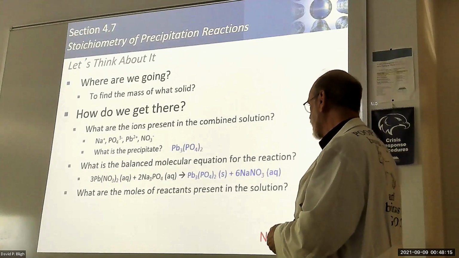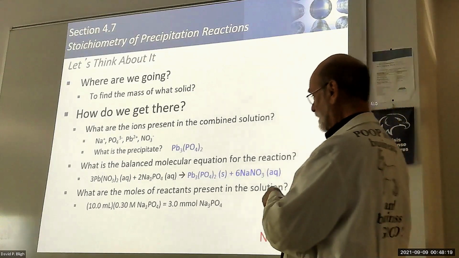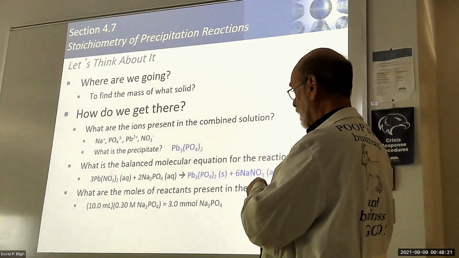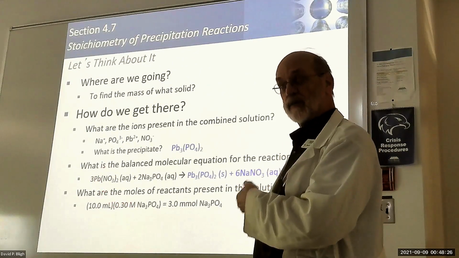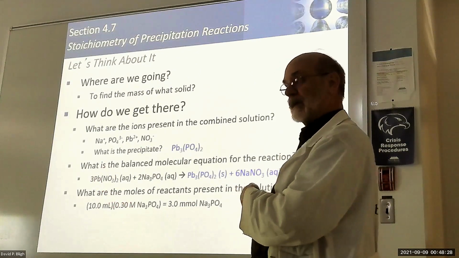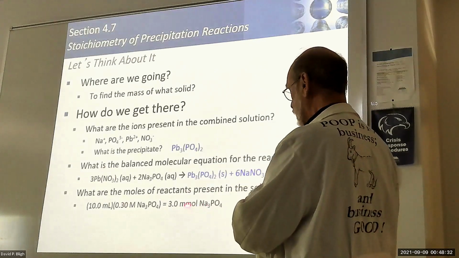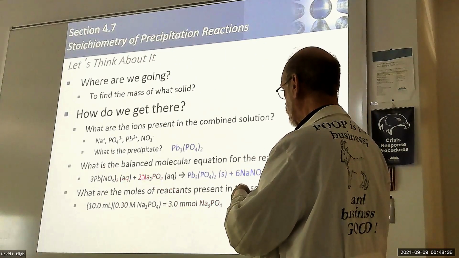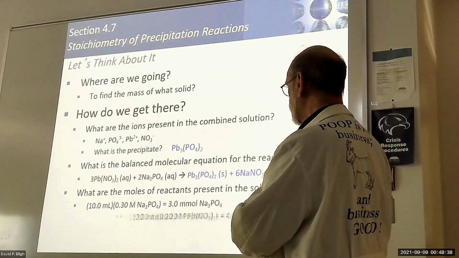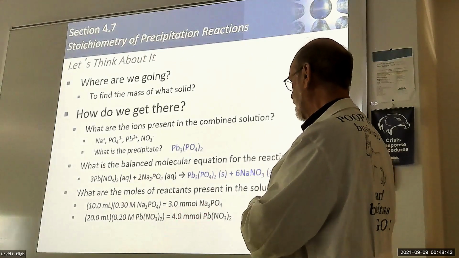What are the moles of reactants present in the solution? Well, you set it up so you know the volume and the concentration, right? So you can determine the moles. And once you have moles, you can go anywhere. So we have 3 millimoles of sodium phosphate here. How much lead nitrate do we have? 4 millimoles of lead nitrate.